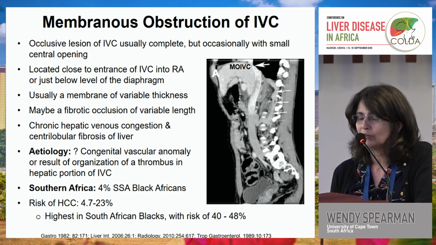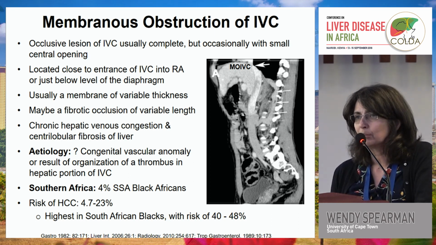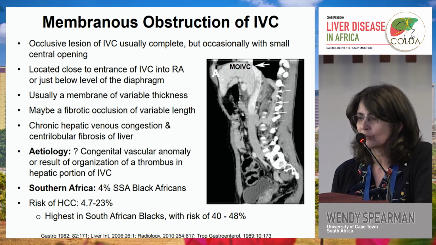In terms of etiology, this is uncertain. Is it a congenital vascular anomaly? But these patients tend to present in adulthood. So is this actually acquired? Is it a result of organization of a thrombus in the hepatic portion of the IVC? And in Africa, many of the studies have been associated also with a high incidence of TB.